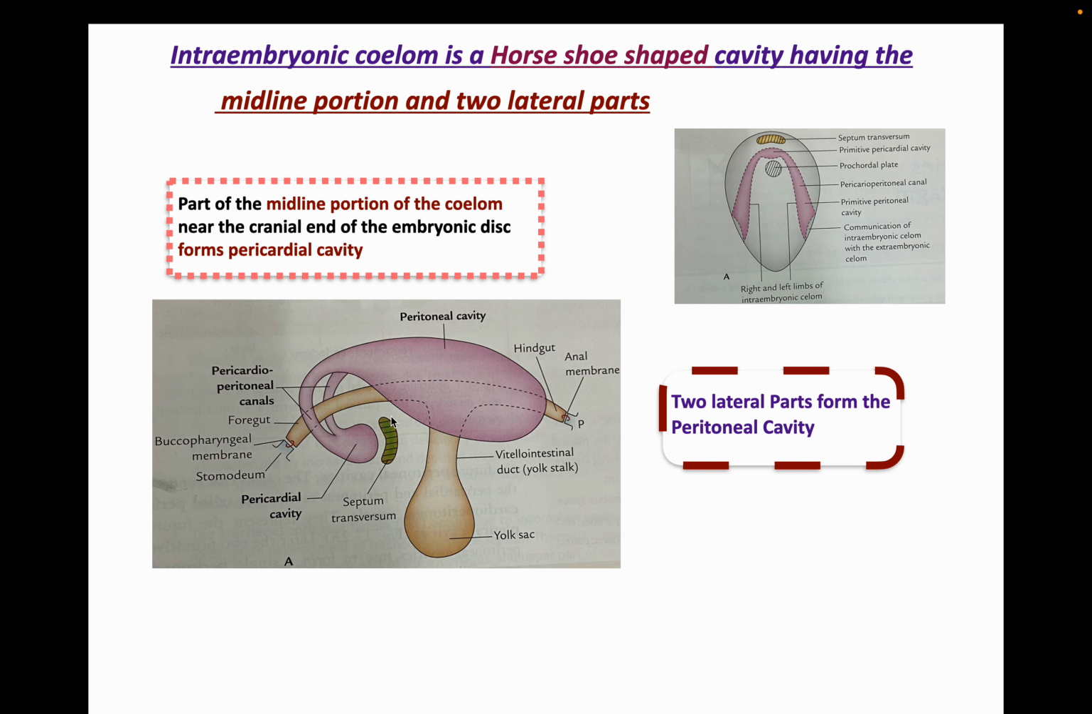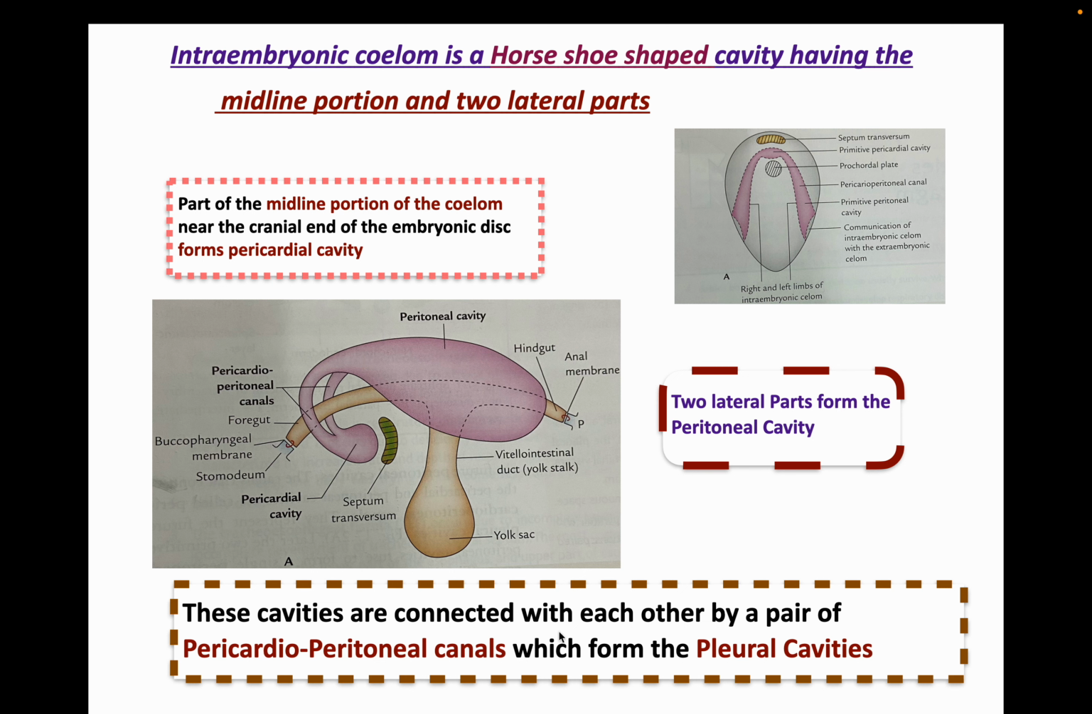Now the two lateral parts form the peritoneal cavity. The two lateral parts which are running on either side, these two limbs, are going to form the peritoneal cavity. Now these cavities, the peritoneal cavity and the pericardial cavity, are connected with each other by a pair of pericardio-peritoneal canals. These pericardio-peritoneal canals are going to form the pleural cavities. One on either side of the foregut, you can see here. On one side there is one canal and on the other side the other canal is there. So these two canals, pericardio-peritoneal canals, are going to form the pleural cavities.